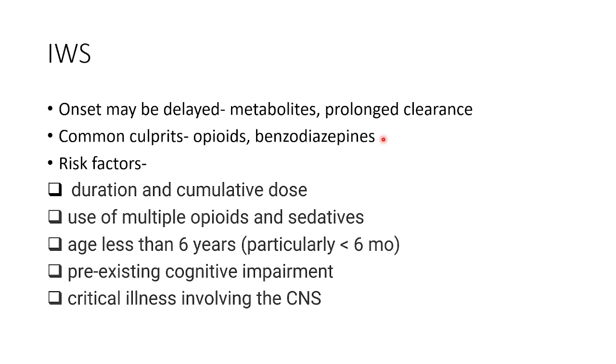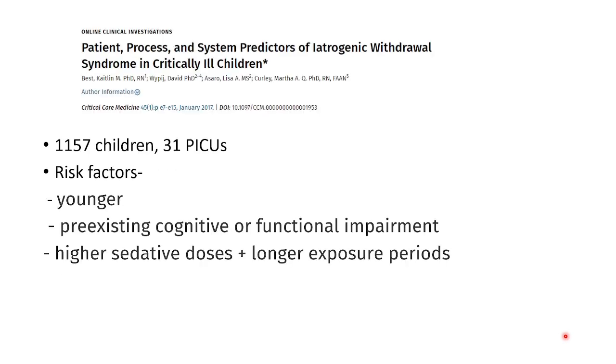when we use it for some of the symptoms of withdrawal. So use of multiple opioids and sedatives, age less than 6 years, and particularly less than 6 months, these children are more prone to withdrawal. If you have a pre-existing cognitive impairment, for example encephalitis, meningoencephalitis, post-encephalitis sequelae, or global developmental delay, these children may be more susceptible to developing withdrawal. A critical illness involving the CNS will also predispose to developing withdrawal syndromes.